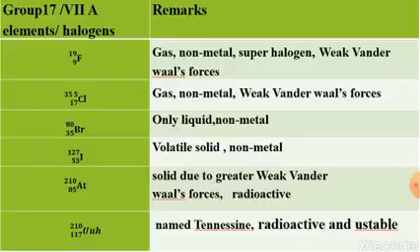Now come to chlorine, atomic number 17 and mass number 35.5. It is also a gas, a non-metal, and weak van der Waals forces are also there. That's why this also belongs to the gas state. Next, after chlorine, bromine. Bromine has atomic number 35 and mass number 80.